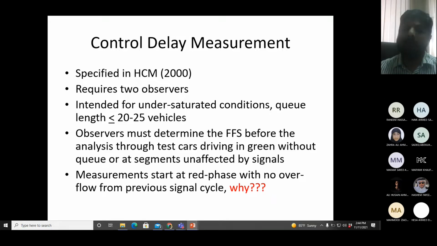Okay, if the queue is longer, the cars are waiting for more than one red phase, the signal is oversaturated. Don't apply the procedure which I'm about to explain. Don't apply this procedure to find out the delay in these conditions. Another thing which you have to find out is the free flow speed of the highway which is coming towards the intersection.